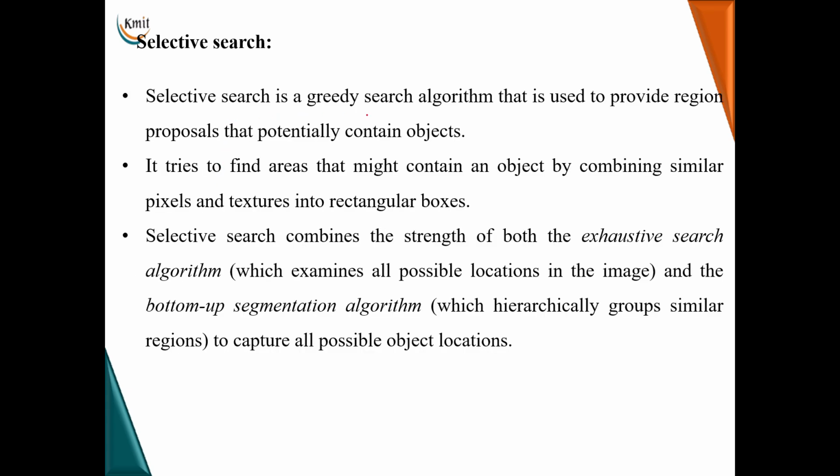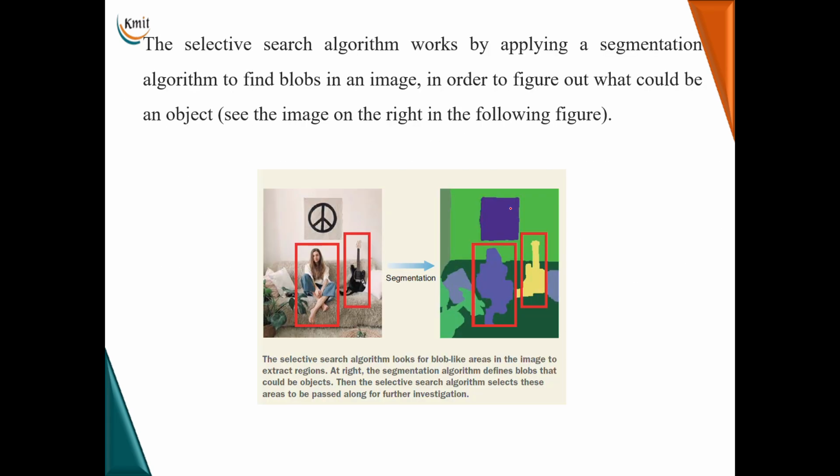It is a greedy search algorithm that is used to provide region proposals that potentially contain objects. It tries to find areas that might contain an object by combining similar pixels and textures into rectangular boxes. That is, within the given image, it will take pixels into consideration and combine them. For example, it will combine all the pixel values into rectangular boxes, or it may combine all the textures into one box, or all the same colors into one single box. In such a way, this selective search algorithm will be used to generate region proposals.